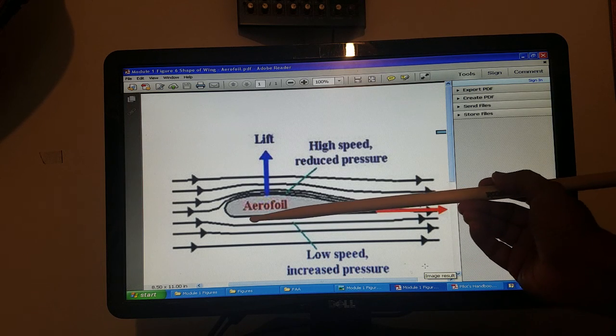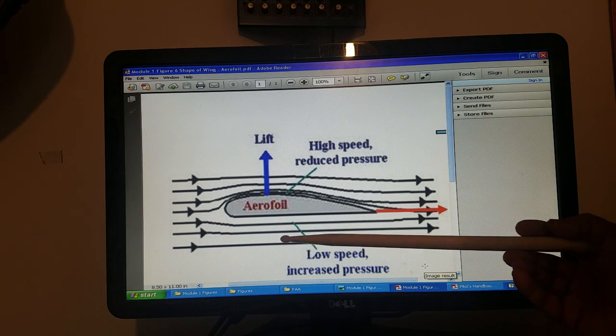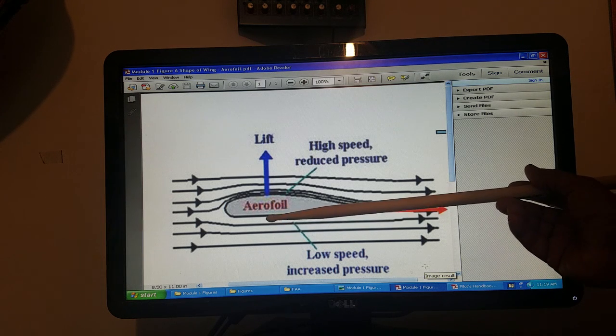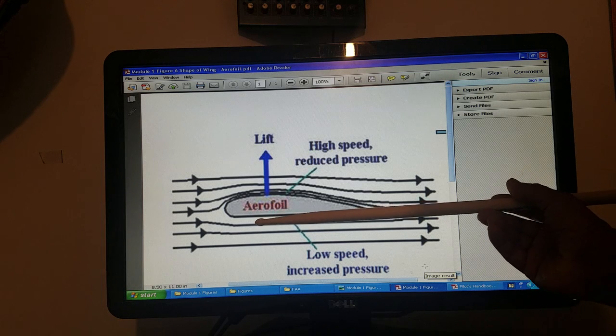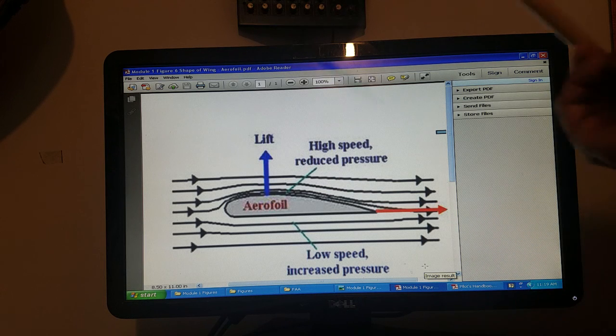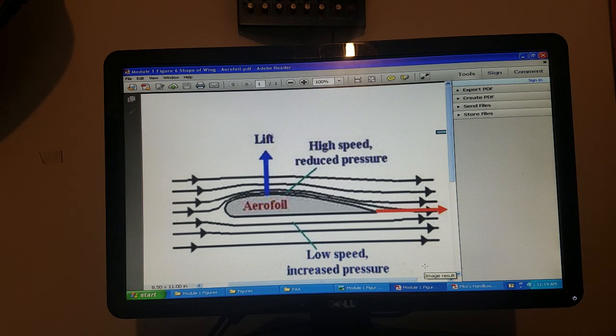So when there is more pressure underneath, it tends to move the wing, tilt it this way, making it helpful for the lift of the aircraft. And then we are going into another diagram to see the wing as a cross section.